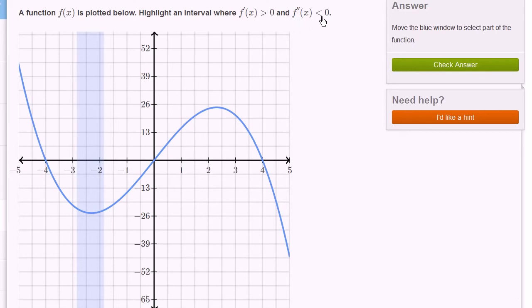So let's think about what they're saying. We're looking for a place where the first derivative is greater than 0. That means that the slope of the tangent line is positive. That means that the function is increasing over that interval.